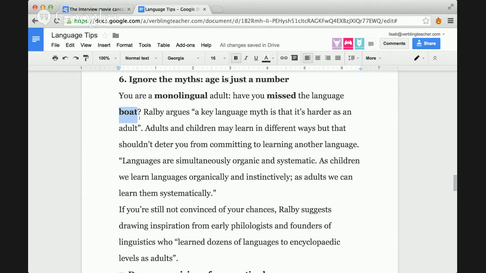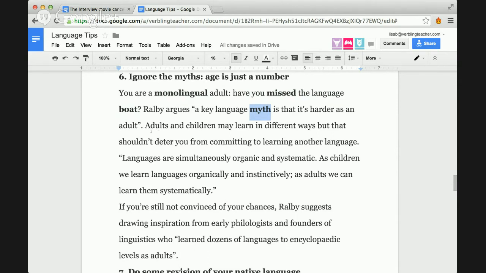And that's a myth. So a myth is something that people believe, but it's not actually true. So it's a key language myth. So it's an important myth that people keep believing over and over, even though it's not necessarily accurate or true.